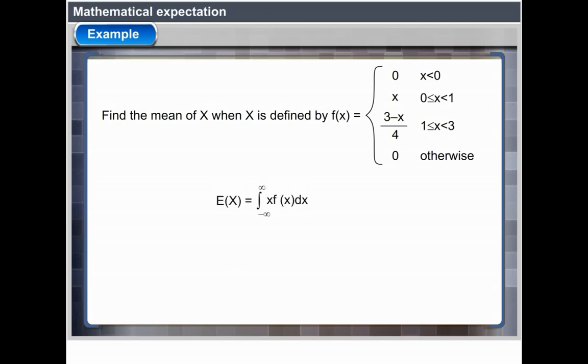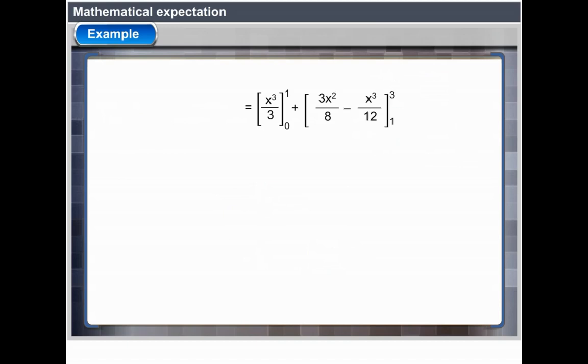Expectation of x equal to integral from minus infinity to plus infinity of x into f of x dx, equal to integral 0 to 1 of x square dx plus integral 1 to 3 of x into (3 minus x) divided by 4 dx, equal to x cube by 3 from 0 to 1 plus 3x square by 8 minus x cube by 12 with the limit 1 to 3, equal to 1 by 3 plus 27 by 8 minus 27 by 12 minus 3 by 8 minus 1 by 12, equal to 7 by 6.